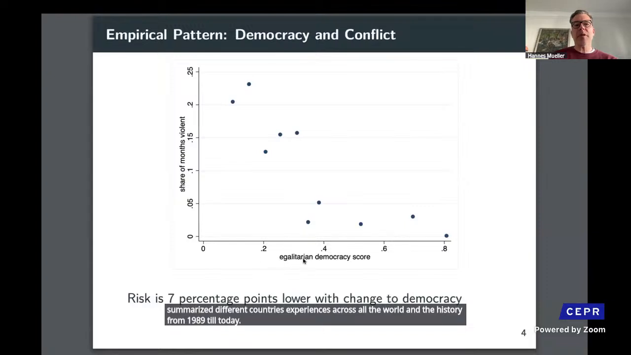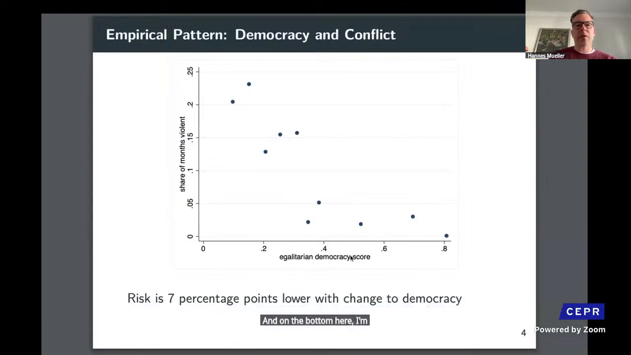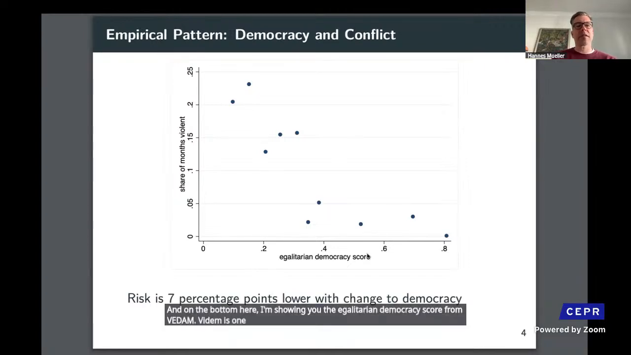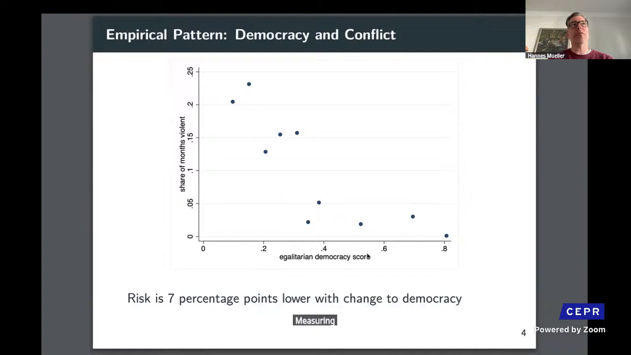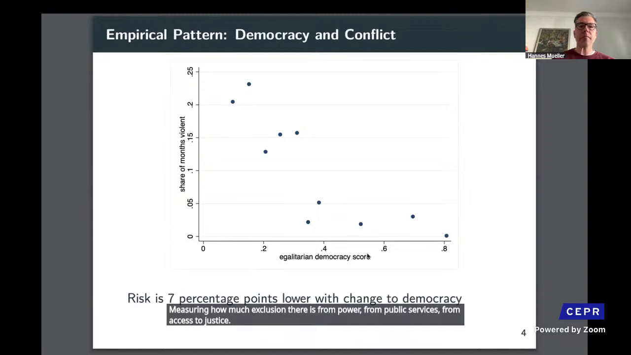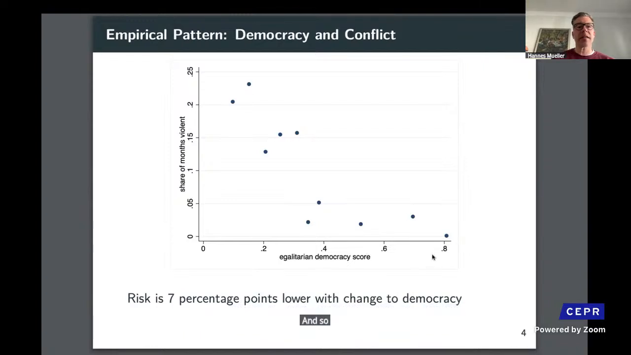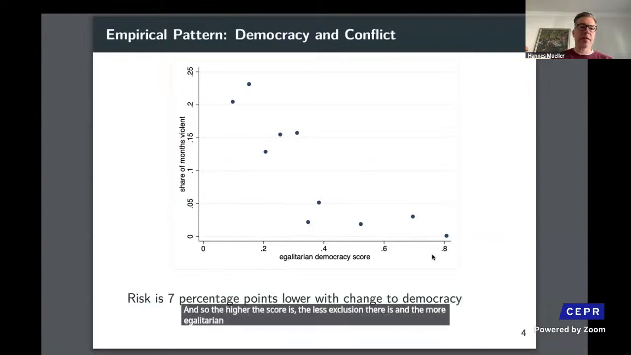On the bottom here, I'm showing you the egalitarian democracy score from VDEM. VDEM is one of these institutions that measure the quality of institutions across different dimensions, and they have several democracy scores. The egalitarian democracy score measures how much exclusion there is from power, from public services, from access to justice. So the higher the score is, the less exclusion there is, and the more egalitarian is this democratic system.